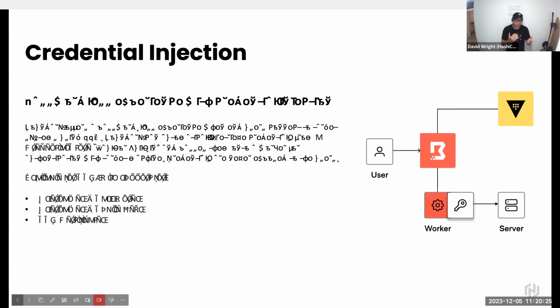Well, another way is to use credential injection. With credential injection, we use the Boundary controller to talk to the worker. So now, instead of Vault issuing the credentials to the user and the user using those to access the service, Boundary talks to the worker, initiates the connection to the server, and the user session ties into that worker to connect through.